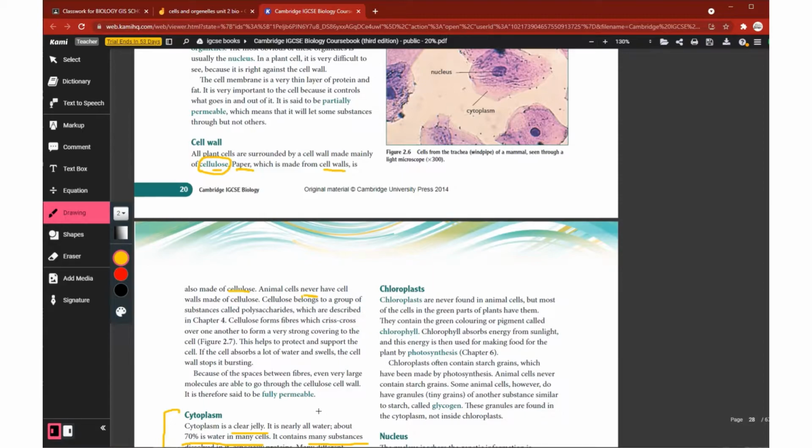Aman, cell wall is made up of what? Cellulose. Excellent. Cellulose is what, Fatima? Sugar. Excellent job. And cell wall, is it fully permeable or partially permeable, Mary? Fully permeable. Fully, it allows everything. So this is done. 3 organelles done. Did you notice? Cell membrane, cell wall, and cytoplasm done. Should I move on?